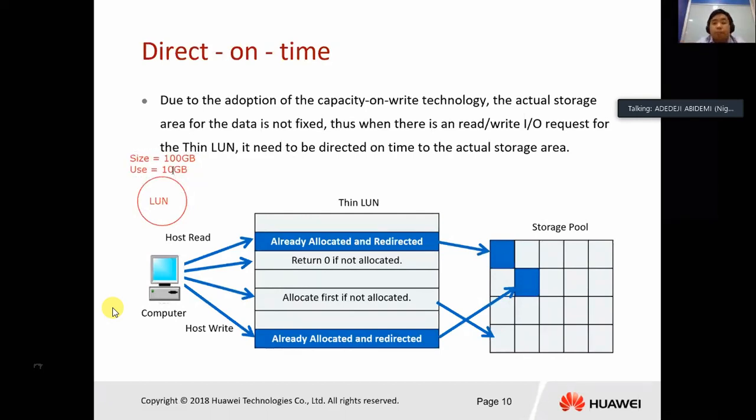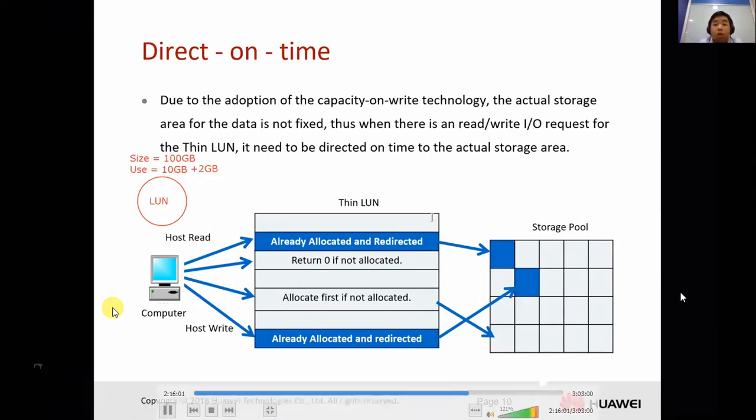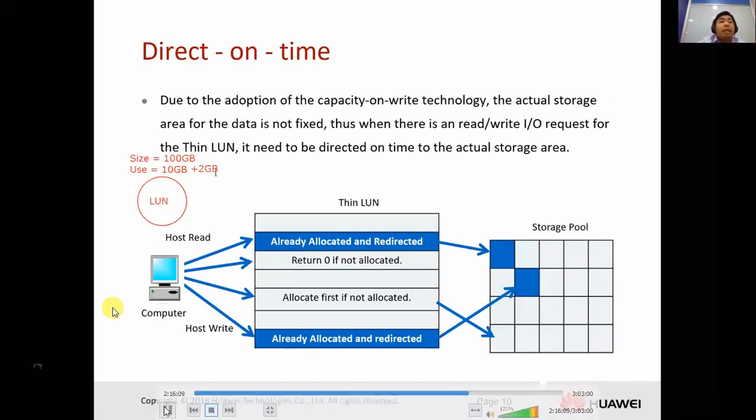Then this computer wants to add more data, another 2 GB. In this case, the first thing you will do is direct this 2 GB to the thin LUN. Then the thin LUN will check, do I have the space or not to write the new 2 GB?